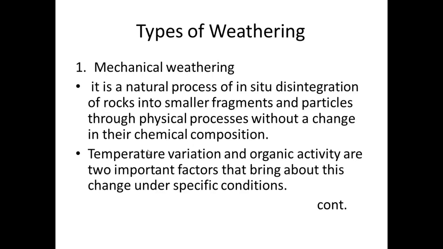Now the next topic is the different types of weathering. Actually, there are two types of weathering. One is mechanical weathering, another is chemical weathering. Mechanical weathering is the process of disintegration of the larger rock masses into smaller fragments and particles through physical process without any change in their composition. That is, whatever is the composition of the parent rock, the same remains in the disintegrated material.